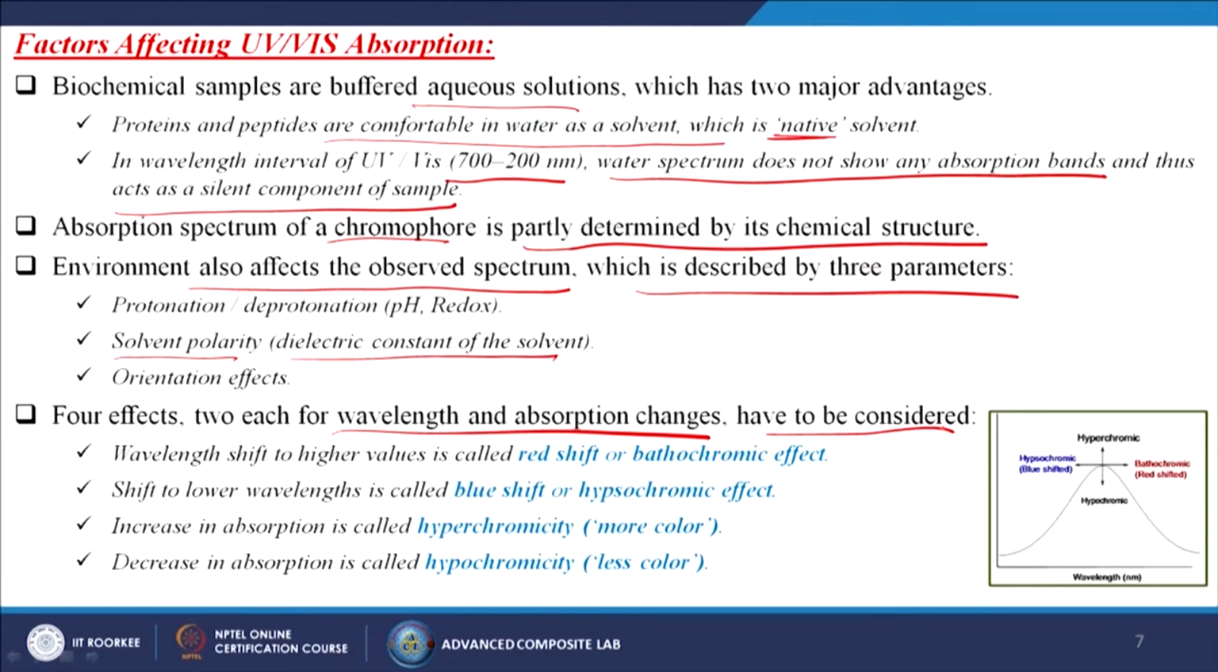What are those? Wavelength shift to higher values is called the red shift or the bathochromic effect. Shift to the lower wavelengths is called the blue shift or the hypsochromic effect. Increase in absorption is called the hyperchromicity, more color. Decrease in absorption is called the hypochromicity, that is less color. So, from this, if it is going to the left side it is blue shifted, if it is going to the right side it is called red shifted, if it is going up that is hyperchromic, and if it is coming down it is known as hypochromic.